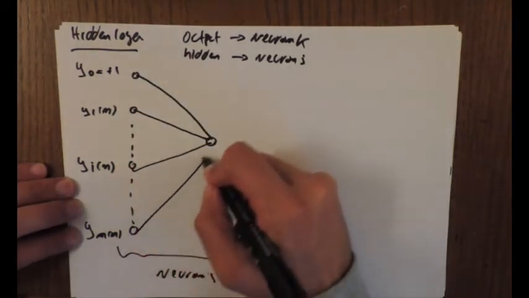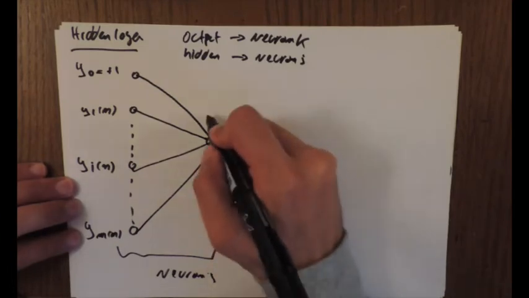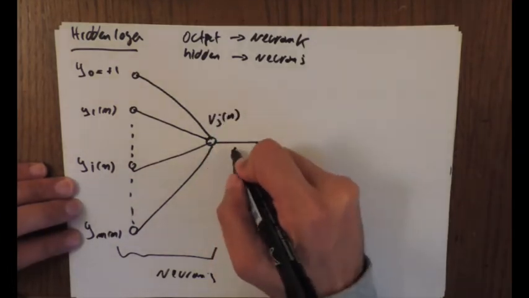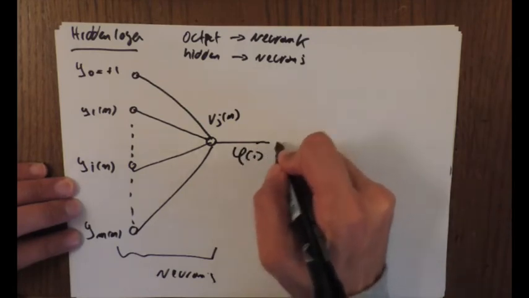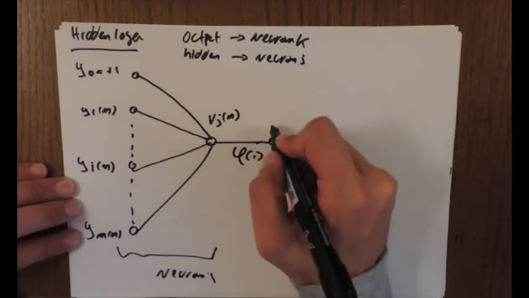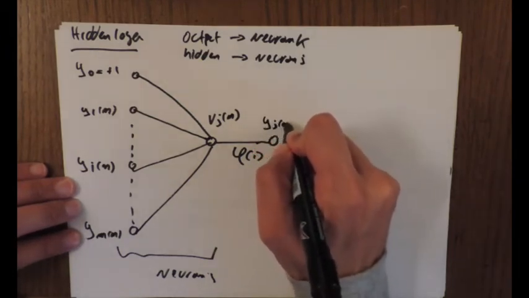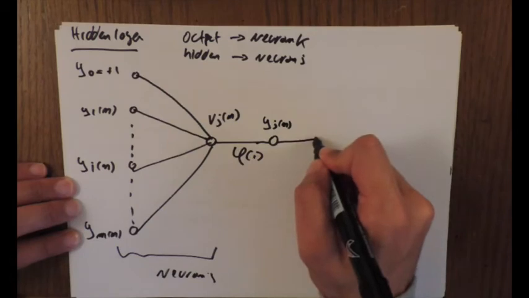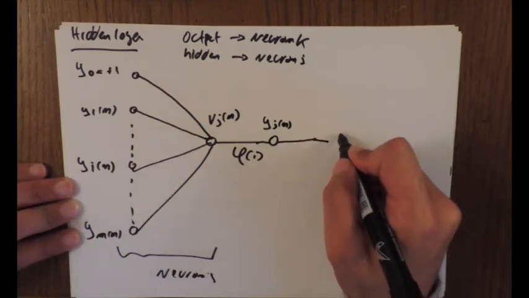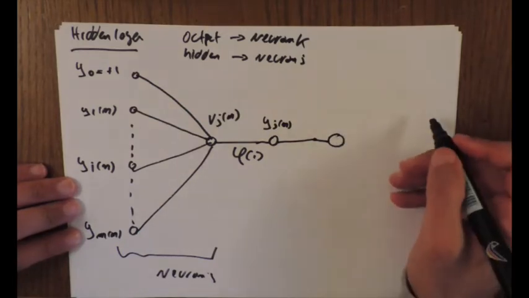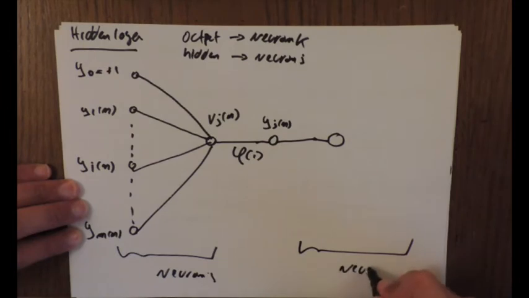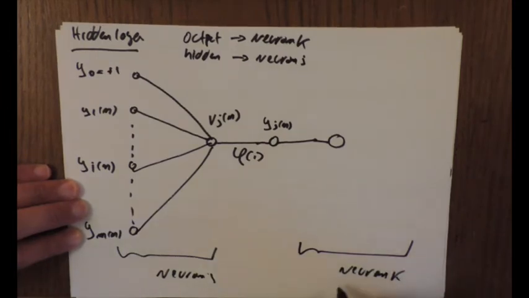They have weights, of course, and then here we have Vj of n, and we apply the activation function to get yj of n. Okay, all right, now this will be connected to one of the neurons in the output layer. Let's call it neuron K, output layer.